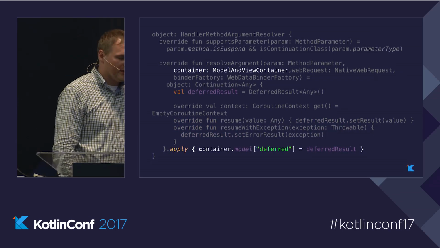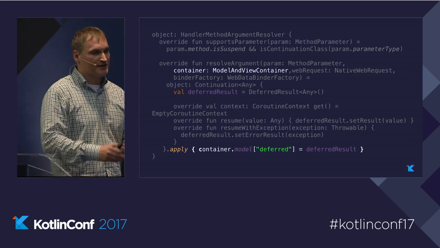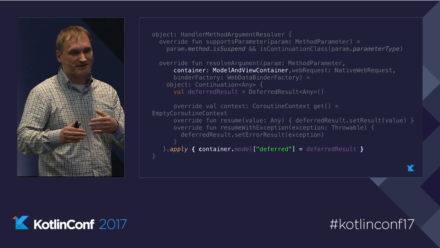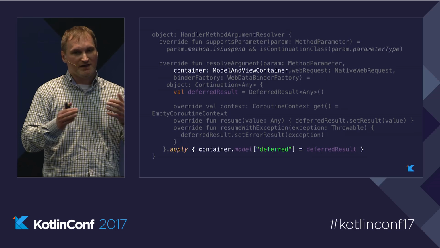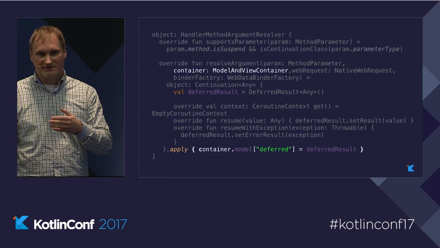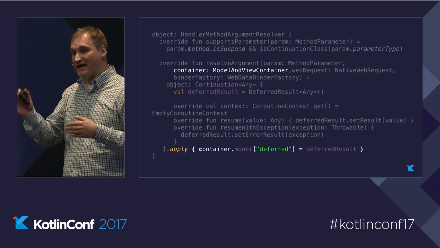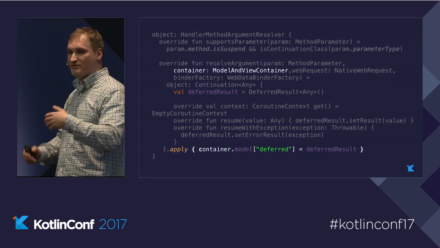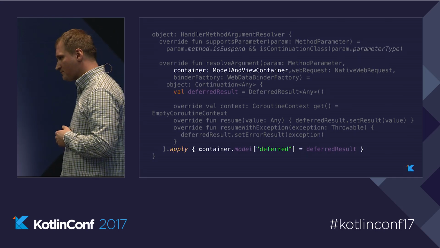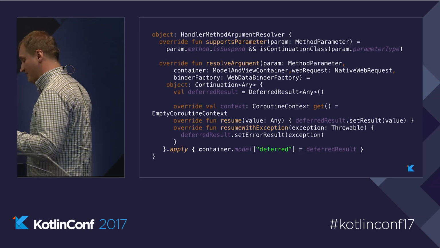And there is one more thing we have to do. We have this deferred result, but we have to store it somewhere, so that when our suspending function finishes its execution and suspends, we return this deferred result type. So how can you do that?